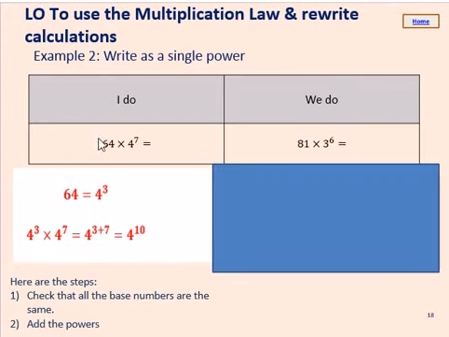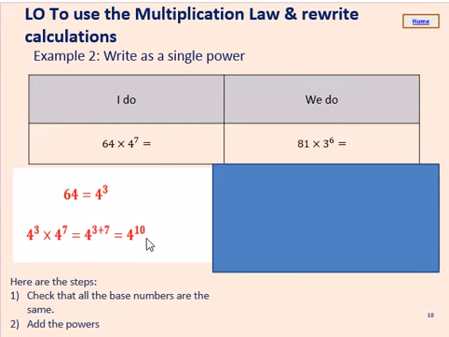Okay, so this time we've got 64 again, but this time it's being times by 4 to the power 7. And again, it's about spotting something regarding this 64. So we know that 64 is equal to 4 to the power of 3. So it's all about spotting that. Then we can rewrite in place of 64 this 4 to the power of 3. So we can change this calculation 64 times 4 to the power of 7 into 4 to the power of 3 times 4 to the power of 7, which we know equals 4 to the power of 3 plus 7, which is 4 to the power of 10.